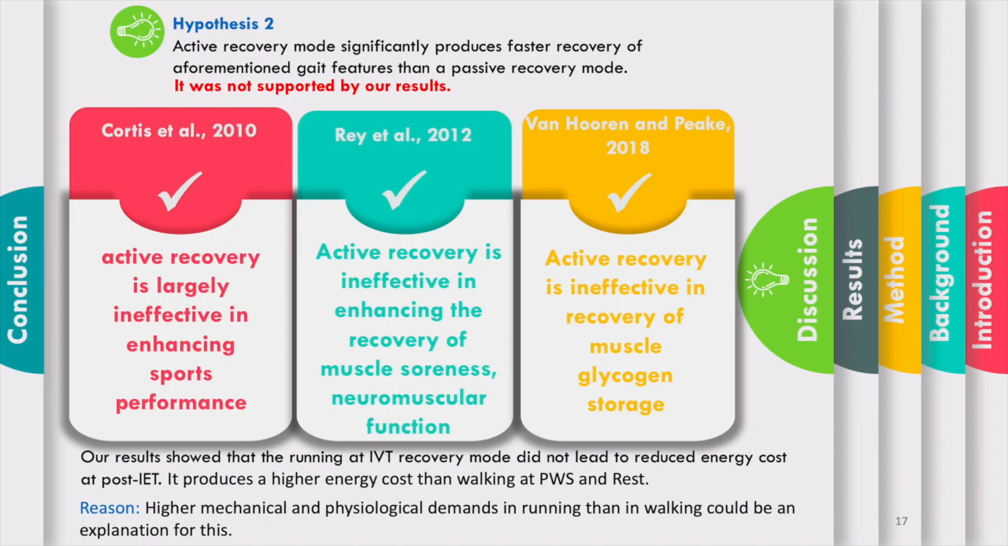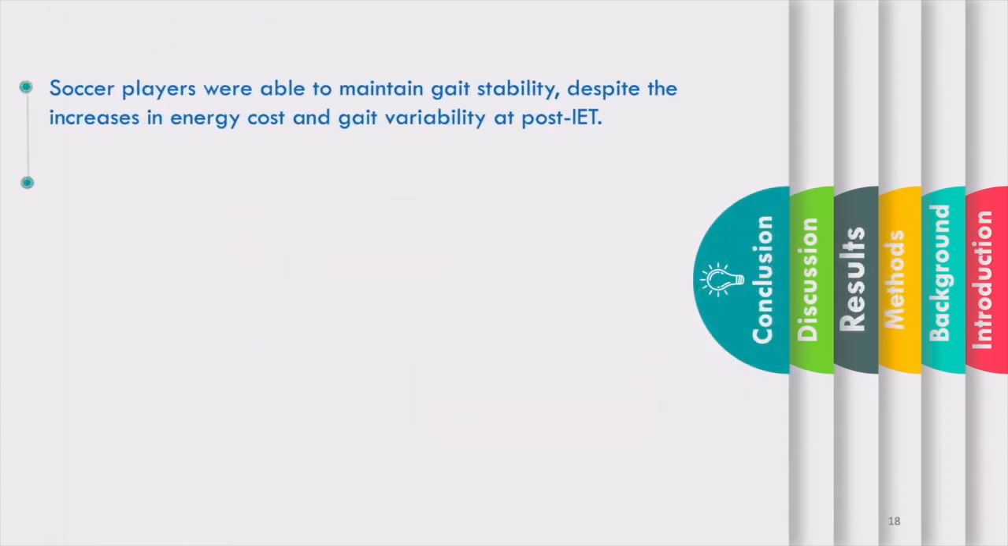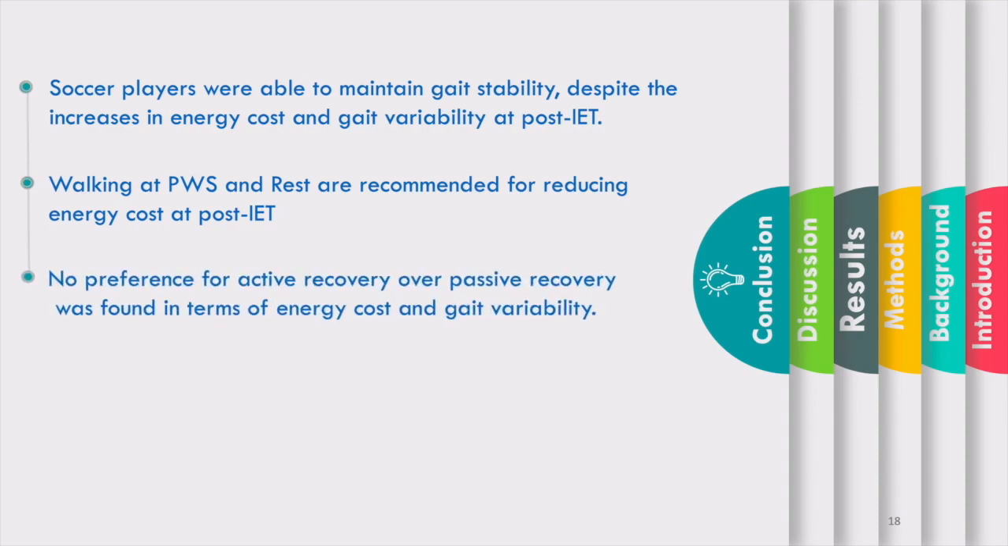In conclusion, soccer players were able to maintain their gait stability despite the increases in energy cost and gait variability after the VO2max test. Walking at preferred walking speed and rest are recommended for reducing energy cost at post-IET, and no preference for active recovery over passive recovery was found in terms of energy cost and gait variability.